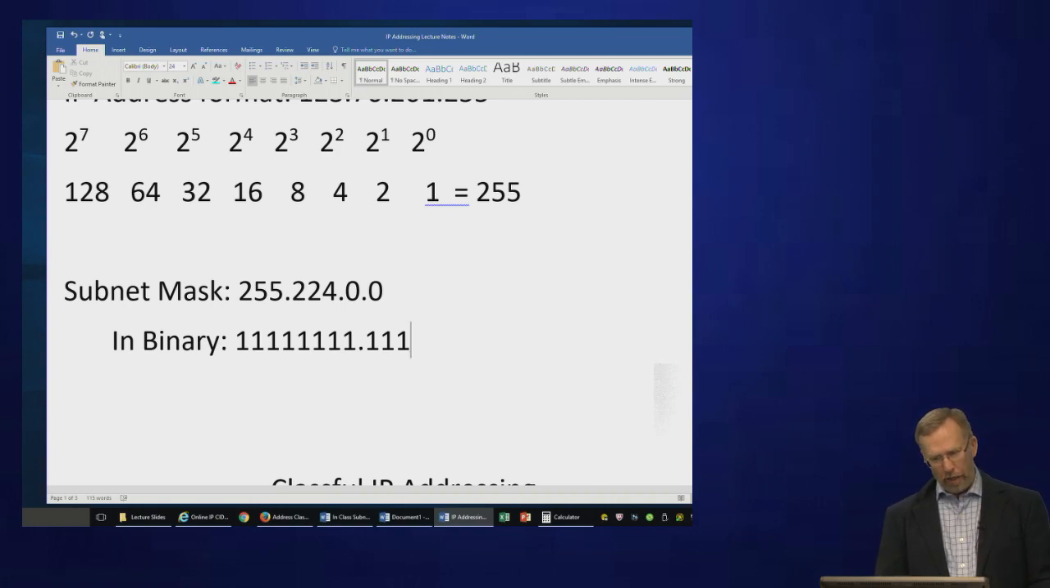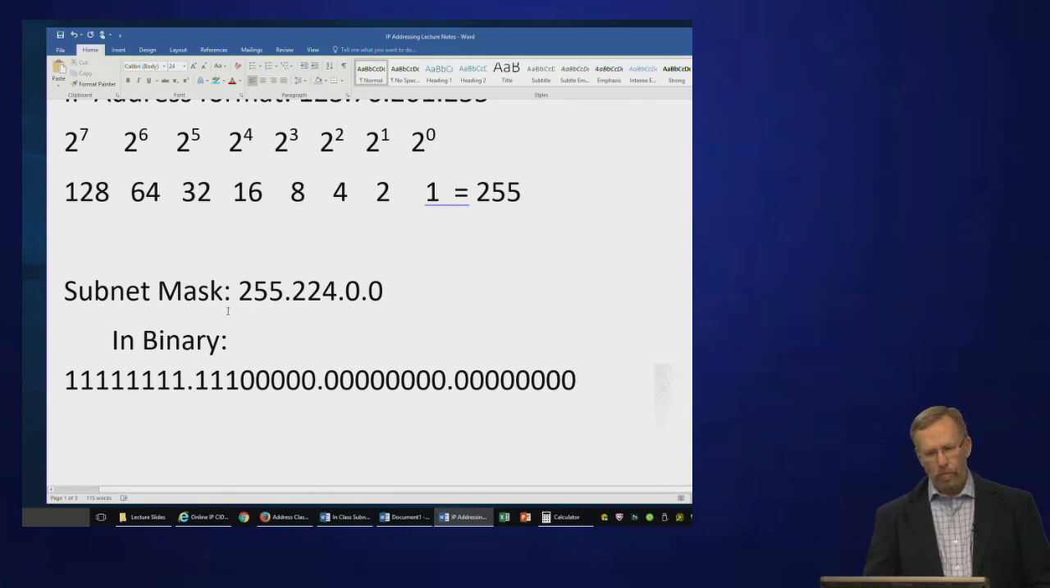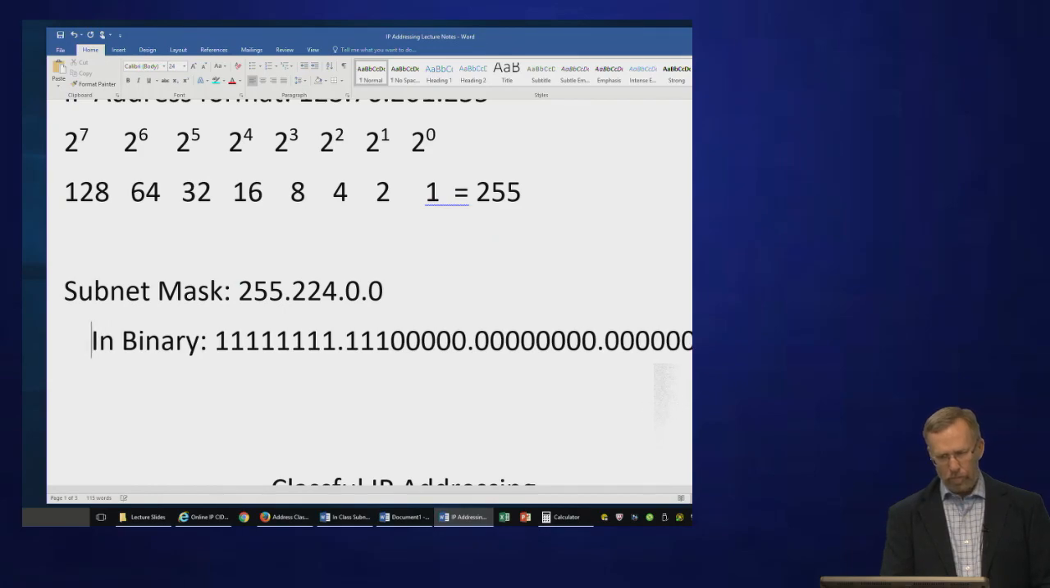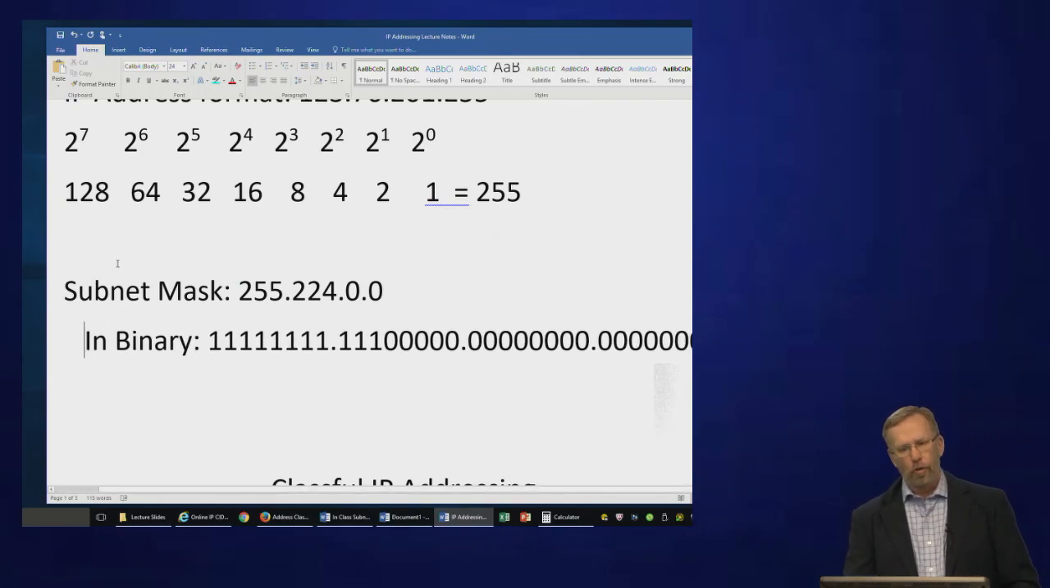And so then the remaining bits are going to be zeros. And the last two are going to be all zeros. So that's the same subnet mask in binary.